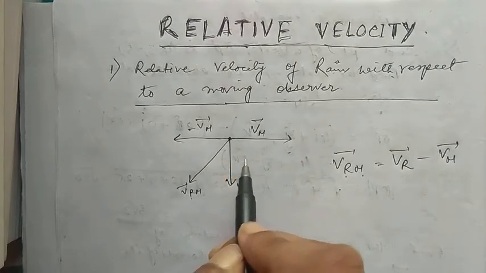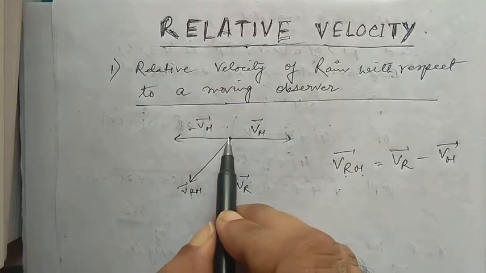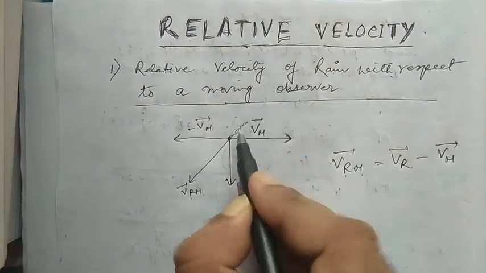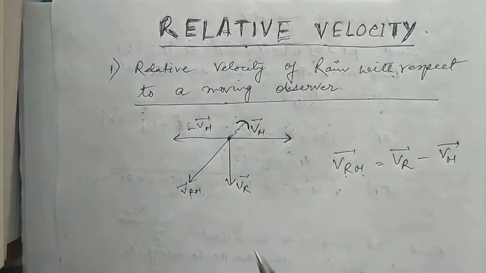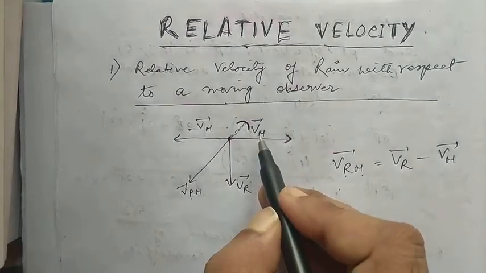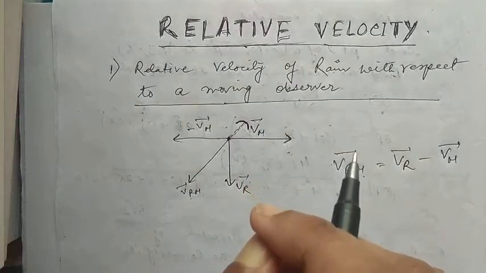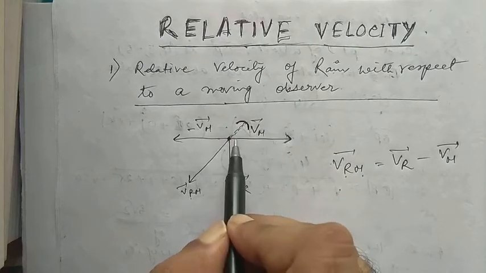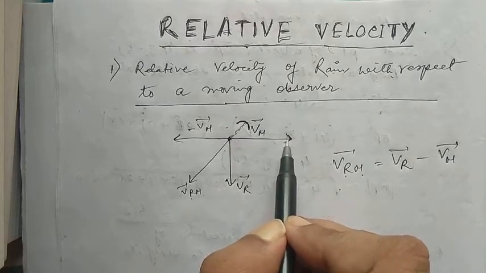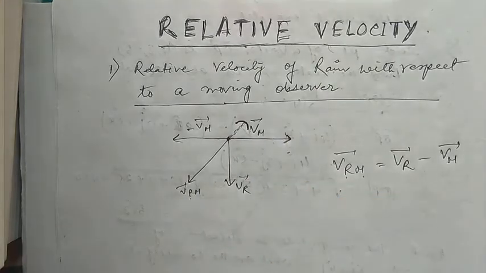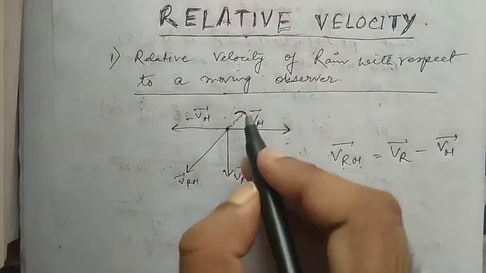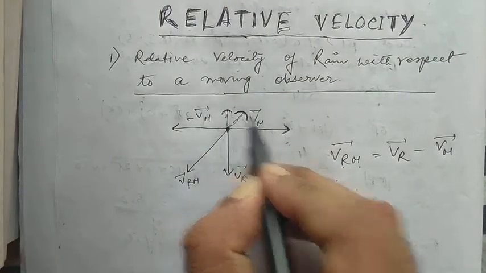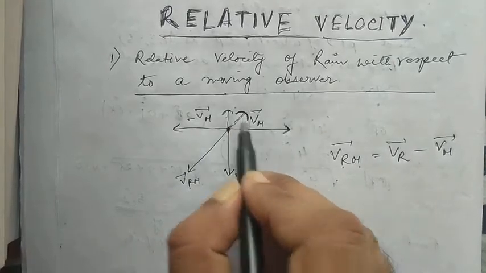Now, when the man is riding the bicycle towards the right side, he has to hold the umbrella like this. That means the direction of rainfall that the man sees when he is riding the bicycle is Vrm. When he was stationary, the umbrella's position was like this. When he is moving with the velocity Vm, the umbrella's position is like this.